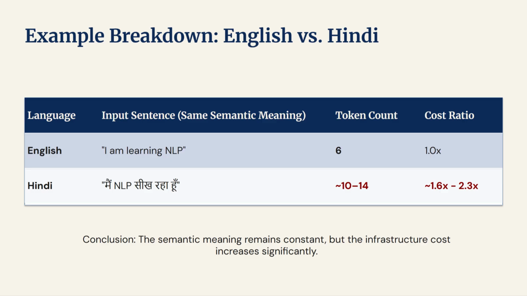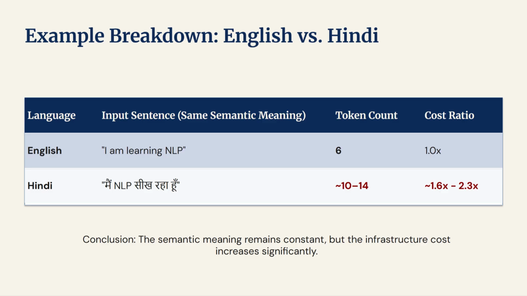The sentence is I'm learning NLP. In English, it produces around 6 tokens. The same meaning, while expressed in Hindi, मैं NLP सीख रहा हूँ, produces roughly around 10 to 14 tokens. That translates to a cost ratio of approximately 1.6 to 2.3 times more expensive for Hindi users. The semantic content is identical. The computation required to understand the meaning is equivalent.